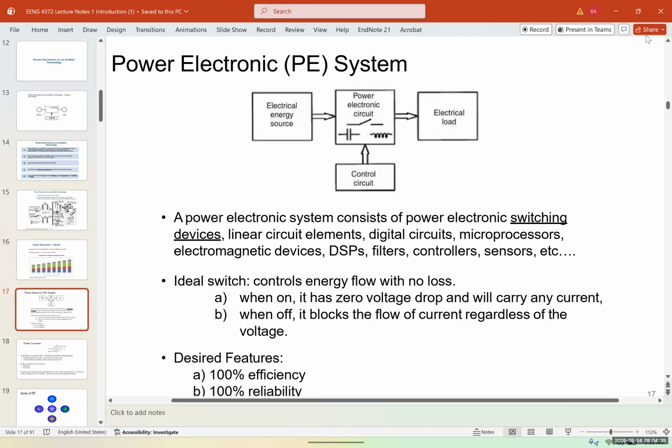the components inside of them usually consist of a switching device, a linear circuit element, digital circuit, a microprocessor or microcontroller, an electromagnetic device, DSPs, digital signal processing systems, filters, controls, sensors, etc., depending on how sophisticated they are.